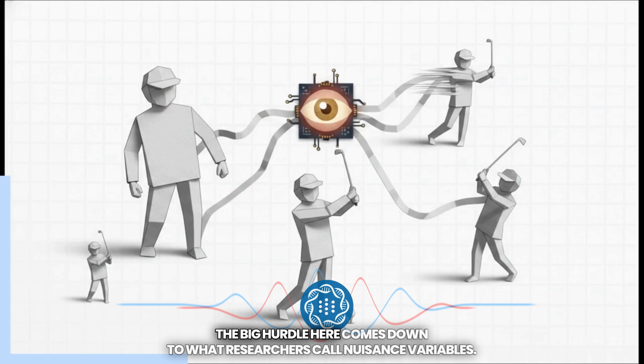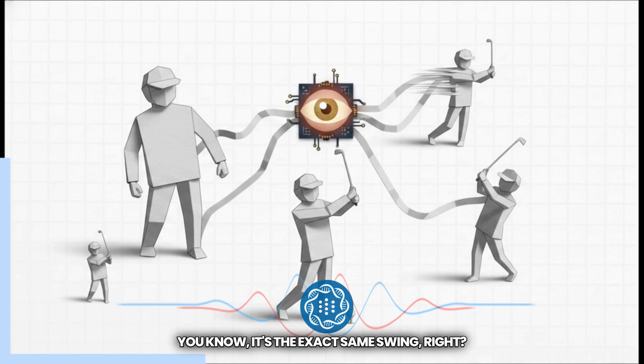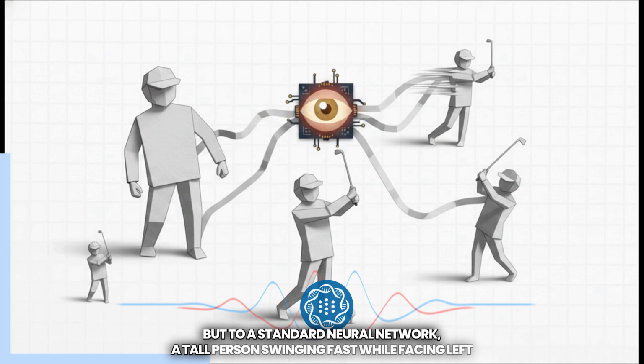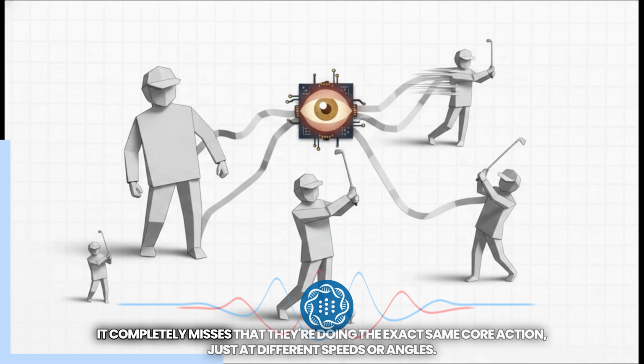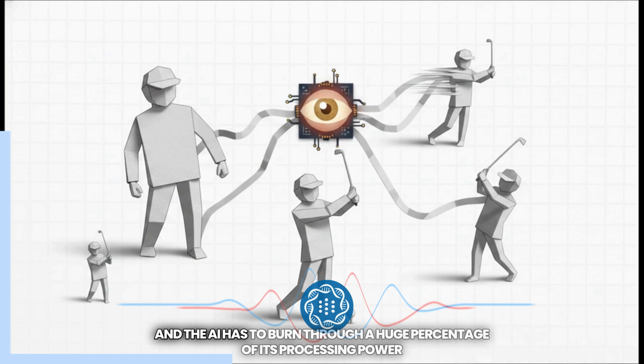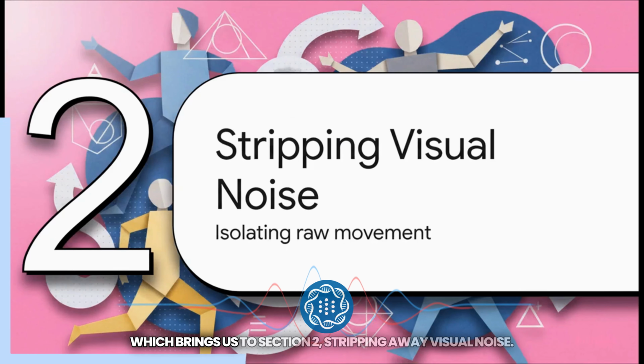The big hurdle here comes down to what researchers call nuisance variables. Think about it like this. Imagine filming your golf swing from the front and then again from the side. You know it's the exact same swing, right? But to a standard neural network, a tall person swinging fast while facing left looks like a completely different action than a short person swinging slowly while facing right. It completely misses that they're doing the exact same core action, just at different speeds or angles. The AI has to burn through a huge percentage of its processing power just trying to calculate and compensate for these totally superficial variables. Which brings us to section 2, stripping away visual noise.